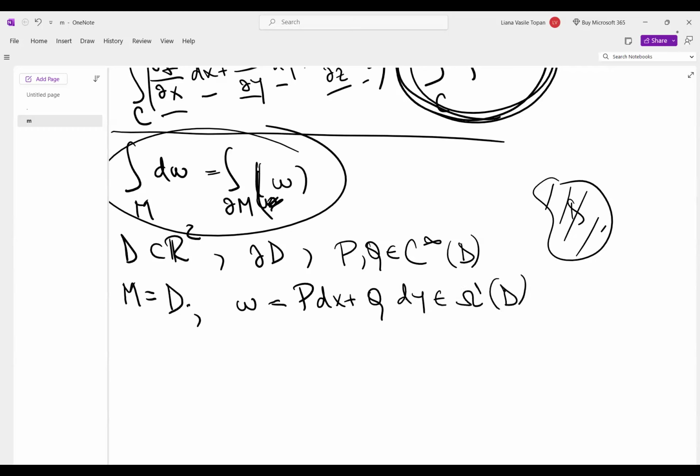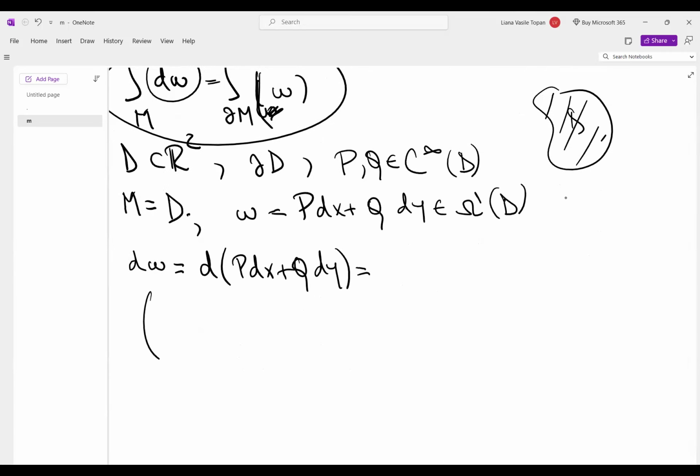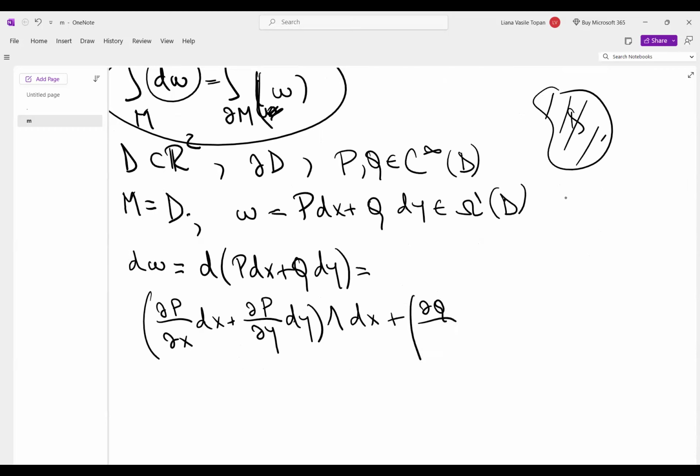And now let's apply Stokes' theorem. So let's see what d omega is first. So d omega will be d of P dx plus Q dy. Okay, so again, let's go and calculate this. For dP, that's partial derivative of P with respect to x dx plus partial derivative of P with respect to y dy wedge dx, plus now dQ, that's partial Q over partial x dx plus partial Q over partial y dy wedge dy.